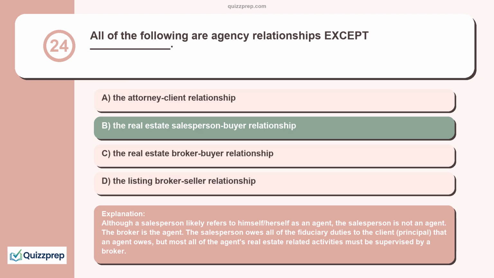Although a salesperson likely refers to himself/herself as an agent, the salesperson is not an agent. The broker is the agent. The salesperson owes all of the fiduciary duties to the client, principal, that an agent owes, but most all of the agent's real estate-related activities must be supervised by a broker.